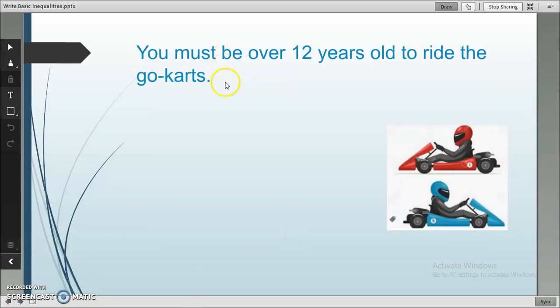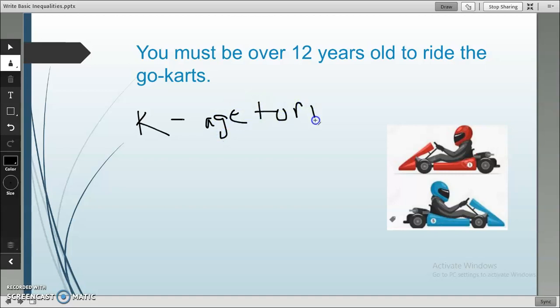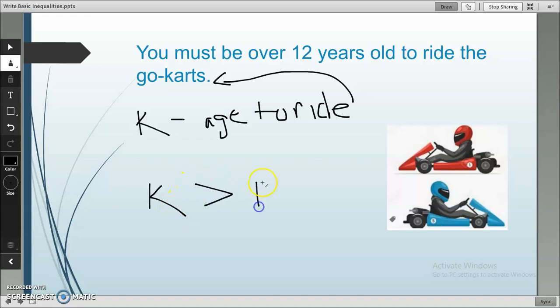So we have, you must be 12 years old to ride the go-karts. So I'm going to start off with defining my variable. K will be my variable, and K is the age to ride go-karts. Okay. So I'll say K, it says you must be over 12. So K has to be greater than 12. Can you be 12? Nope, because it says you have to be over 12. So it has to be greater than 12.